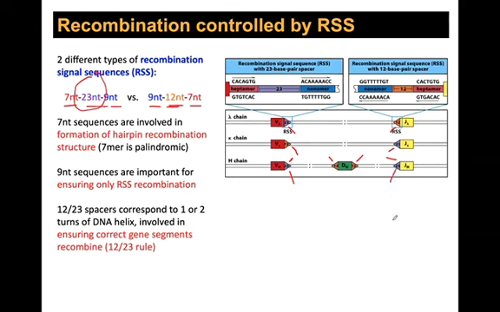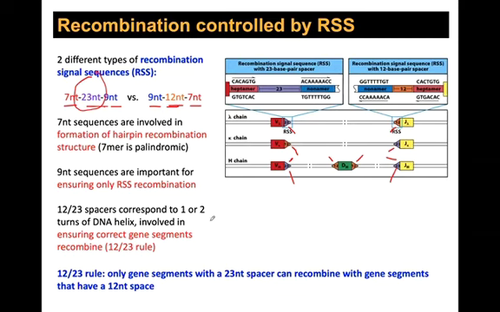Okay, so this is one of the important parts of immunology, is controlling how the DNA is recombined. And so this 12-23 rule is you can only get recombination between 23 nucleotide spacer RSSs and 12 nucleotide spacer RSSs.